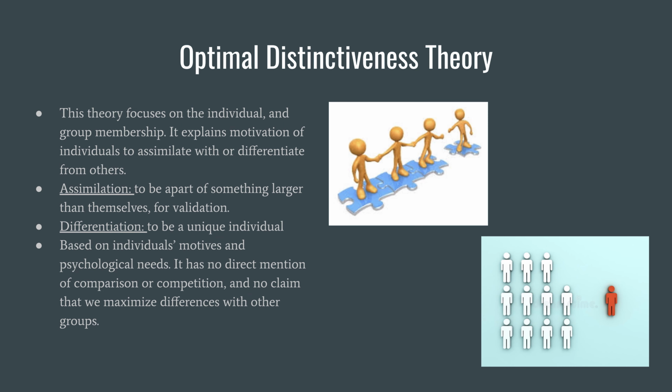So, optimal distinctiveness theory. This theory focuses on the individual and group membership. It explains motivation of individuals to assimilate with or differentiate from others. Assimilation means to be a part of something larger than themselves for validation. Differentiation means to be a unique individual. These are usually based on individuals' motives and psychological needs, and it has no direct mention of comparison or competition, and no claim that we maximize differences within other groups.